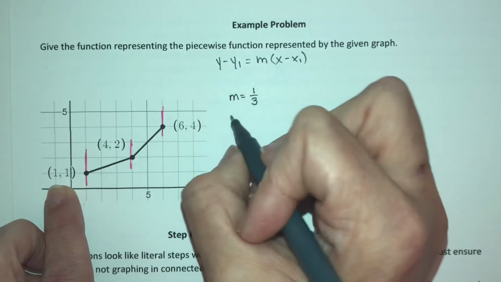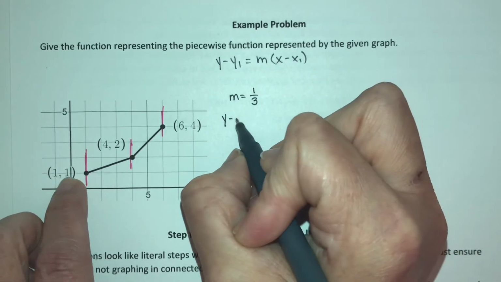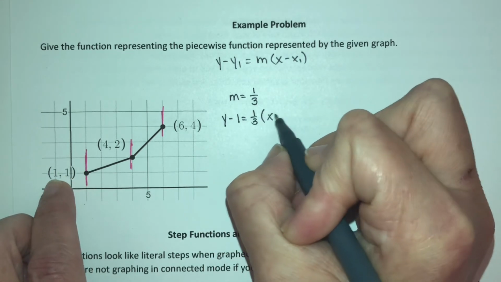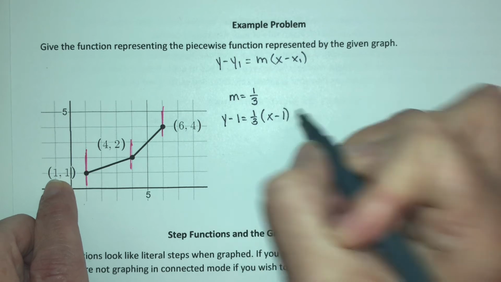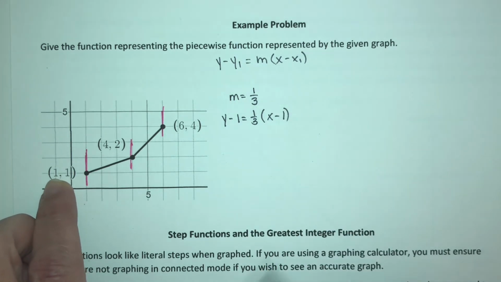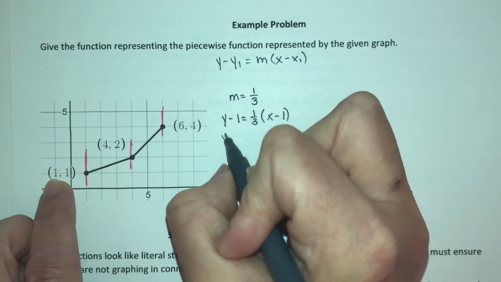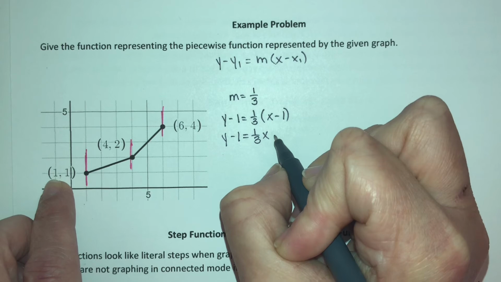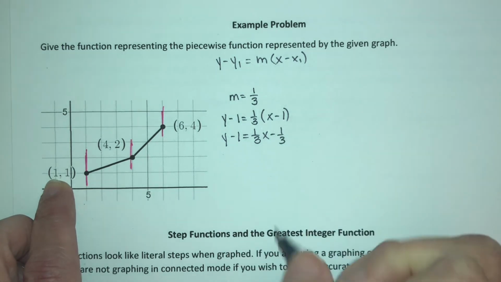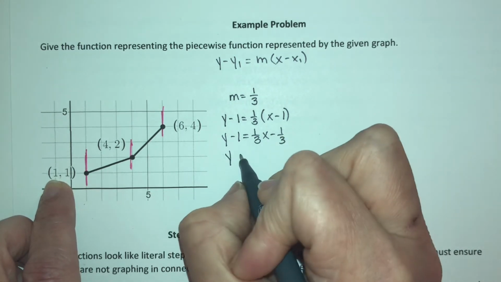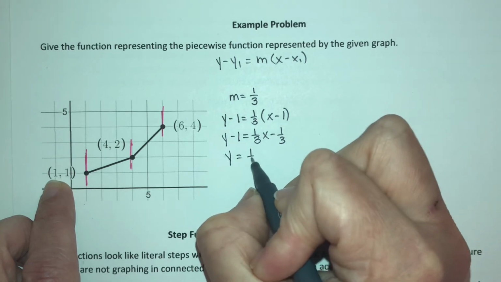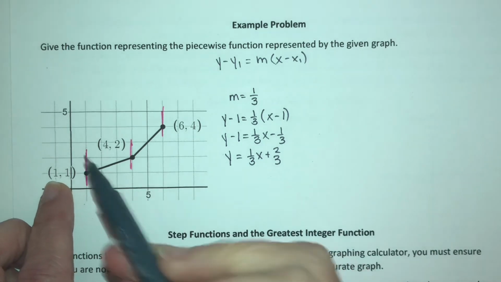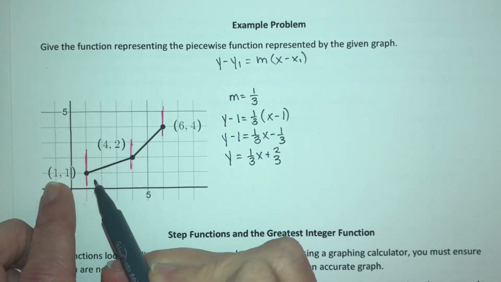So plugging in here, y minus y1, which is 1, is equal to our slope times x minus x1, which is 1. Now distribute the 1/3. Now add 1 to both sides, and we get y is equal to 1/3 x plus 2/3. So I have a formula for this part.